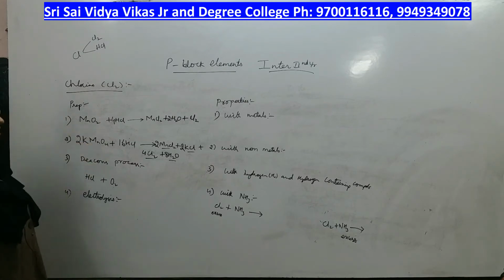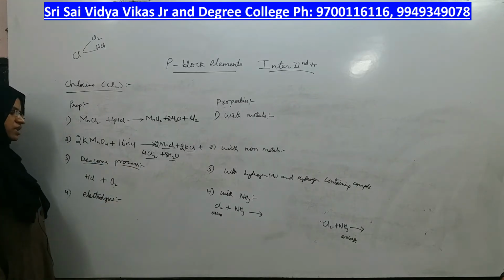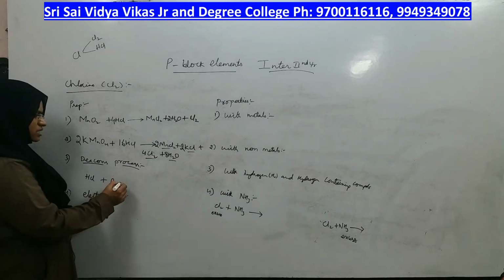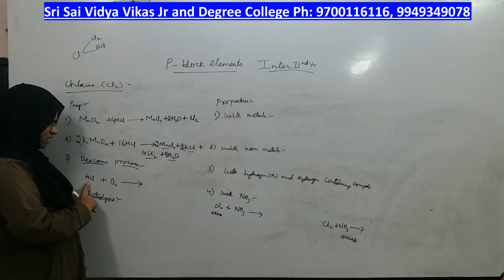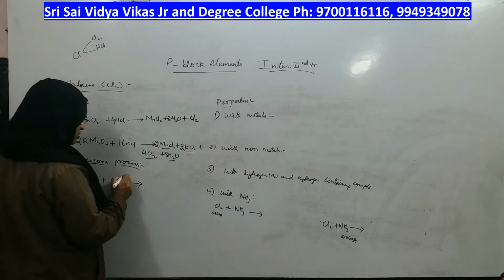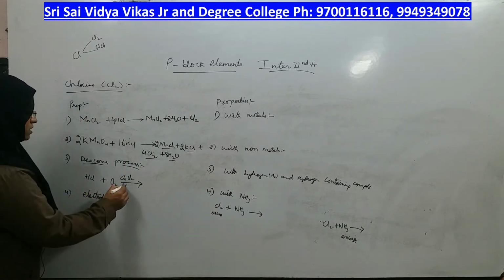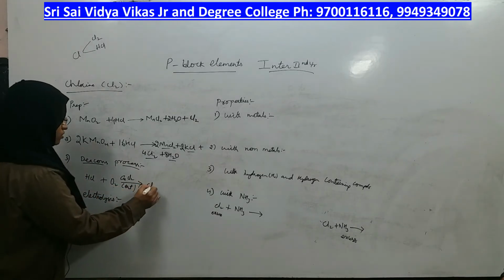Now let us look at the next preparation. Next preparation is a named reaction. What is the name of that reaction? Deacon's process of synthesis of chlorine at industrial level. How can you synthesize chlorine at industrial level? By taking HCl. You have to give oxygen gas, or you should oxidize the HCl or hydrochloric acid in the presence of a catalyst called cupric chloride.